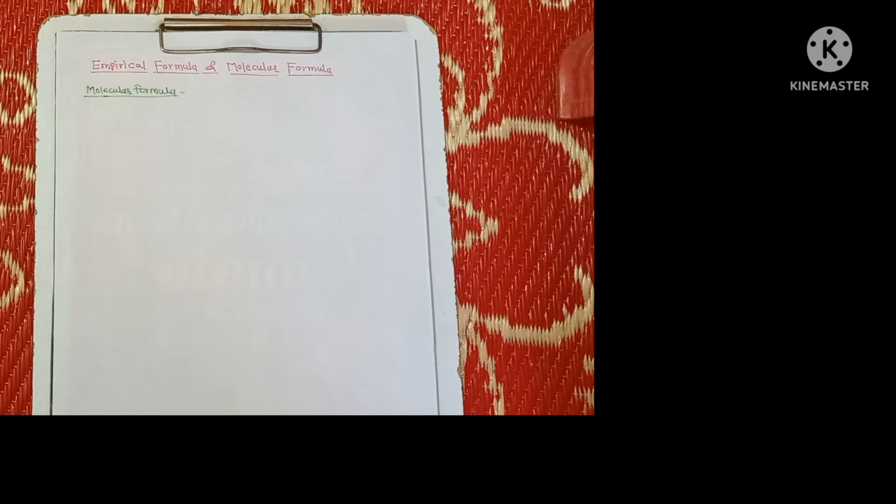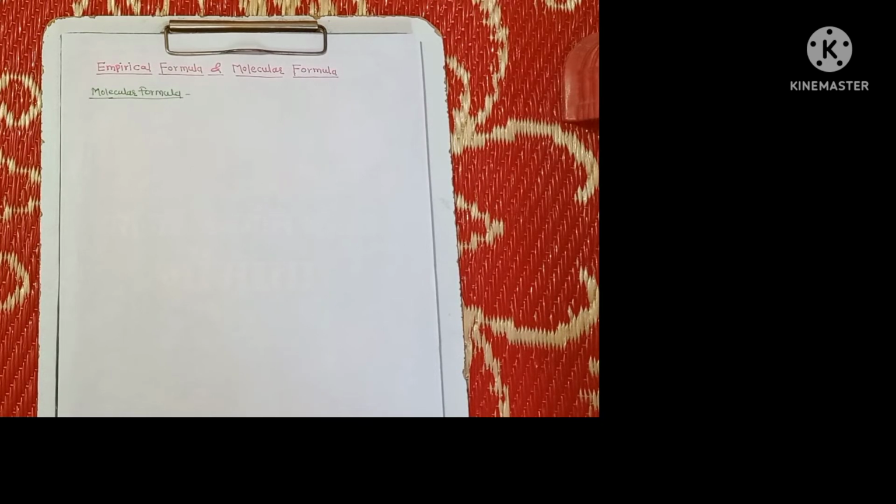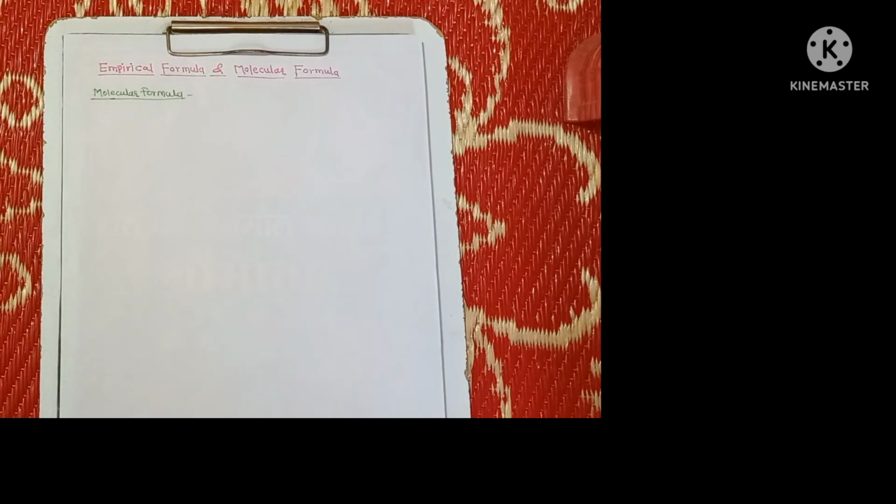Similarly, we can calculate the molecular formula of different compounds like benzene, naphthalene, hydrogen peroxide, glucose, and fructose. These are all compounds. We have to calculate the molecular formula, and with the help of the molecular formula we have to identify that particular molecule. So today we learn what is meant by molecular formula and what is meant by empirical formula.